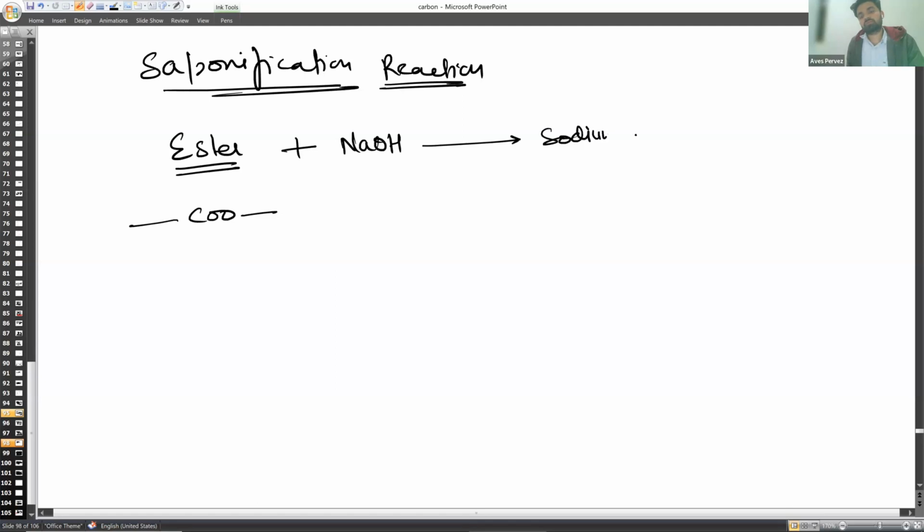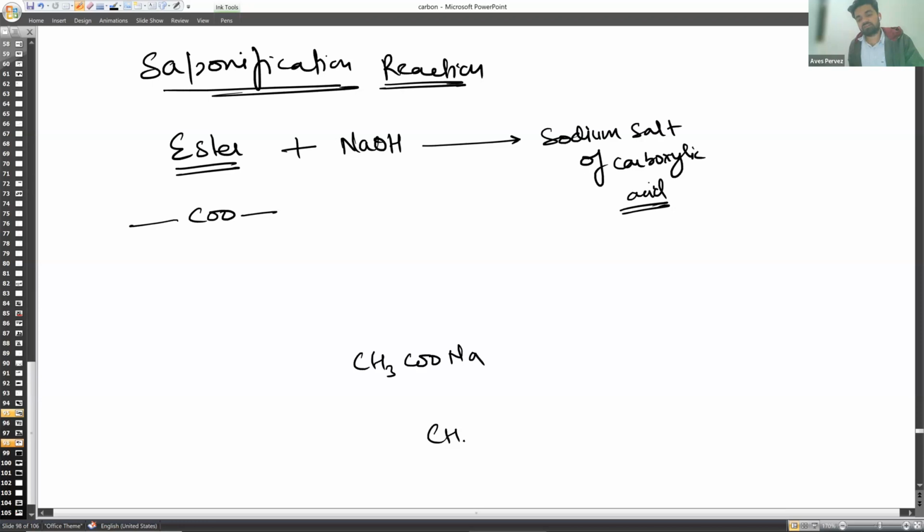Or we can say the sodium salt of carboxylic acid. And what is the sodium salt of carboxylic acid? Like we have CH3COONa, like we have CH3CH2CH2COONa. This is actually a 4 carbon carboxylic acid, butanoic acid, and this is the sodium salt of carboxylic acid. This is also a sodium salt of carboxylic acid. Yes, sir. CH3COONa is the sodium salt of carboxylic acid.